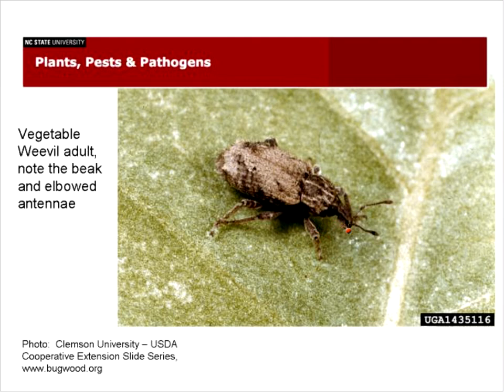So here is the adult of the vegetable weevil, and in keeping with most weevil species, you can see it's got a bit of a beak or rostrum here. The mouth parts are actually situated at the tip of the beak, and it's got these elbowed antennae. You've got the large elongated basal segment here, and then it's elbowed just like the elbow of your arm, and then you've got a number of segments beyond that and a club.